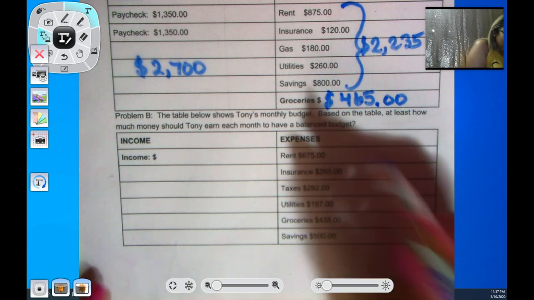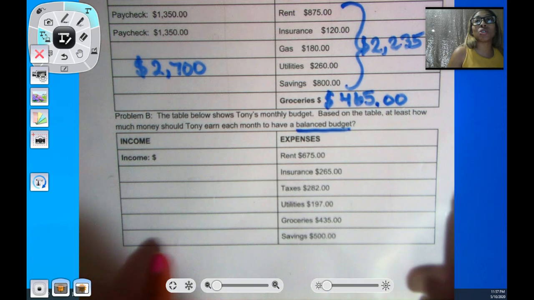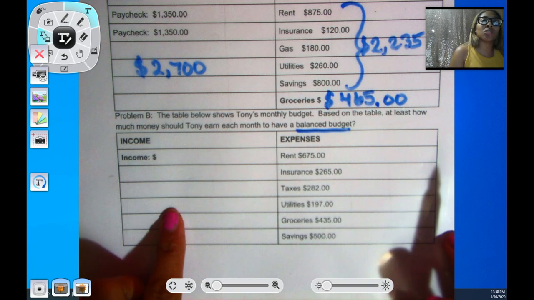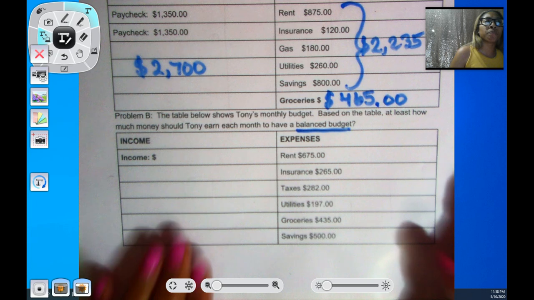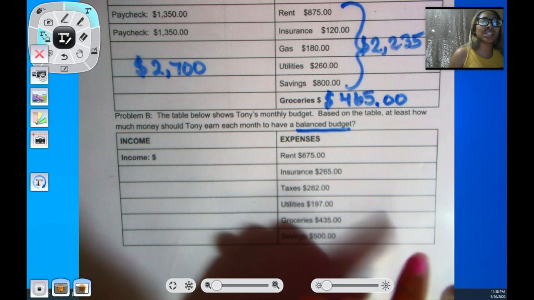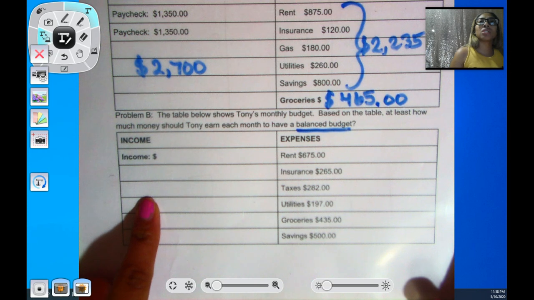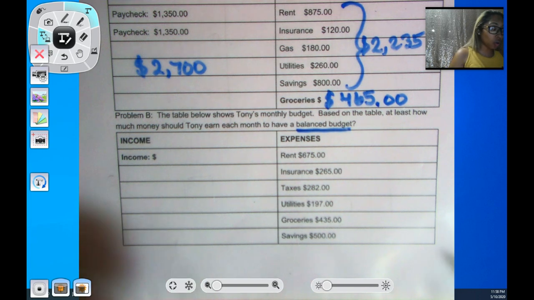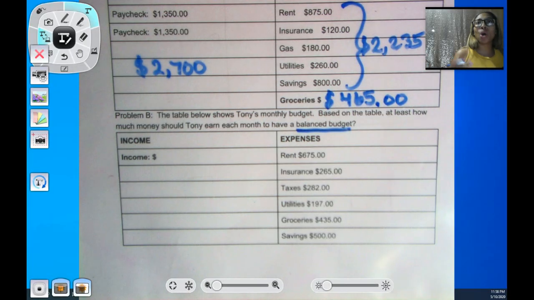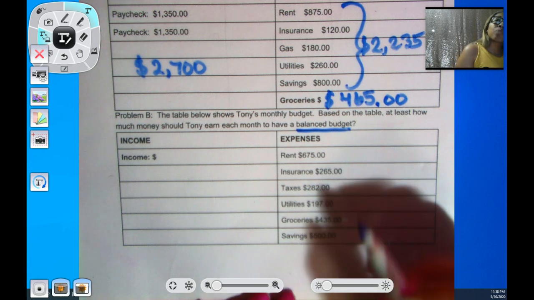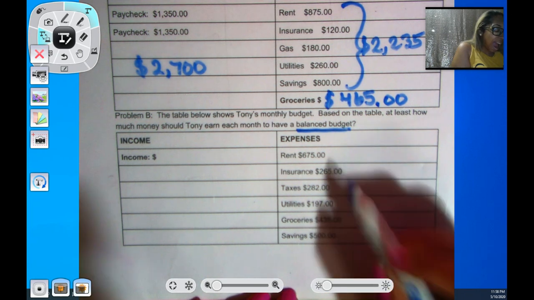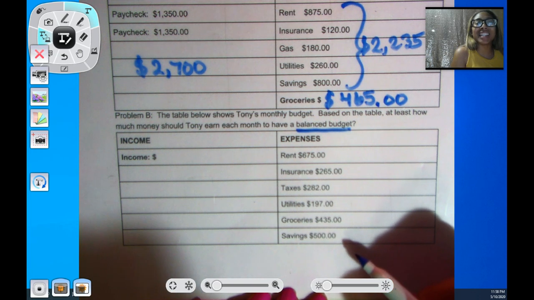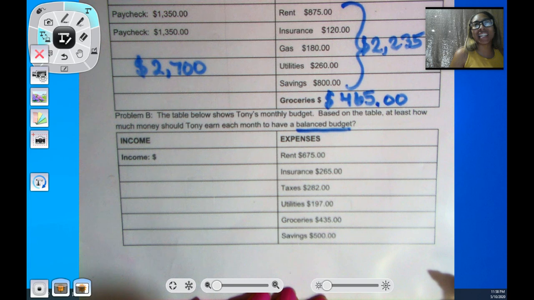And remember, if we want a balanced budget, that means we want the income to be either equal to or more than. And in this case, we want this to balance out to be equal. So we want the same amount of expenses as we do income. So to figure out what that is, what do you think we need to do? You're right. We're going to figure out how much he's spending in expenses. So we're going to find the sum or the total of all of his expenses. Go ahead and pause the video, add up all of Tony's expenses, and then when you're ready, press play so we can continue.